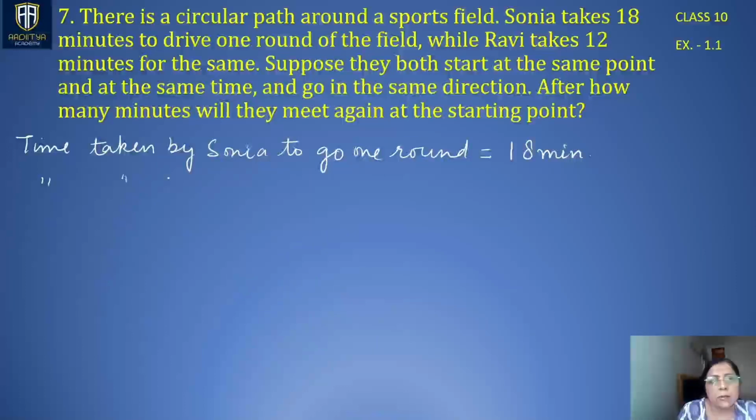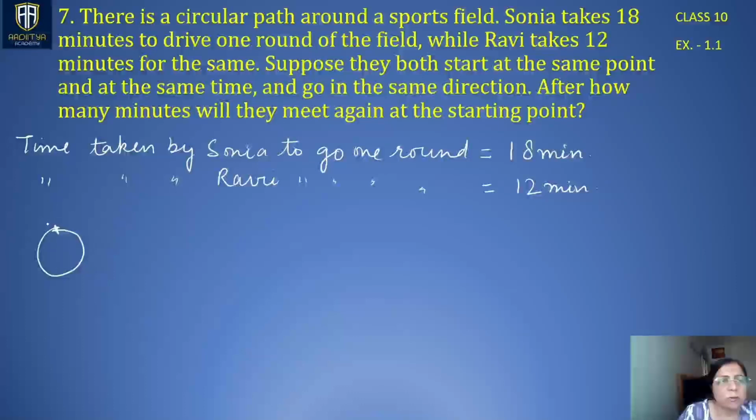Now, time taken by Ravi to go one round. That is 12 minutes. Right? For the same. So, just consider this. Like this is a circular field. Now, Sonia takes 18 minutes to cover one round of the circle, and Ravi takes 12 minutes to complete one round of this field. Now, suppose they both start at the same time and go in the same direction. After how many minutes will they meet again?